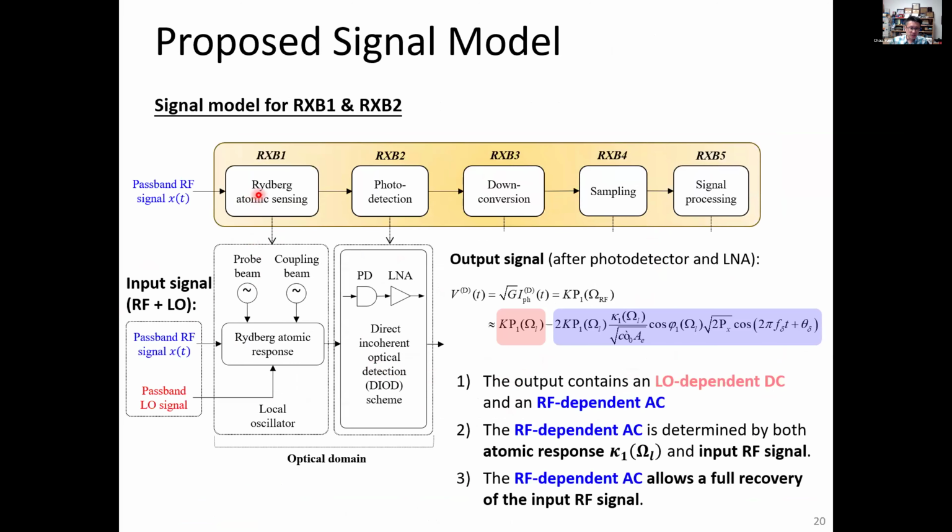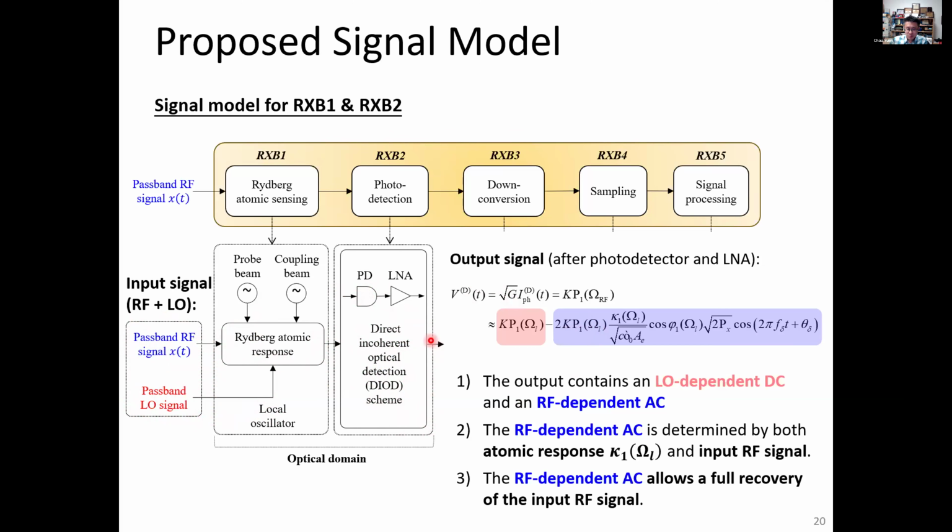If you look at the first 2 parts, the Rydberg sensing part and the photo detection, over here you can see we have 2 laser beams, the probe beam and the coupling beam, the blue and red laser. And this x(t) is the incoming signal. In this paper, we are just looking at the heterodyne system, which means the system with the LO. So the LO will come in. Then whatever signals here will be detected by the photo detector. Over here in this talk, I am just focusing on this direct incoherent optical detection, DIOD, scheme. There are multiple schemes as well, which are described in the paper, but for simplicity, we're just focusing on this DIOD scheme.